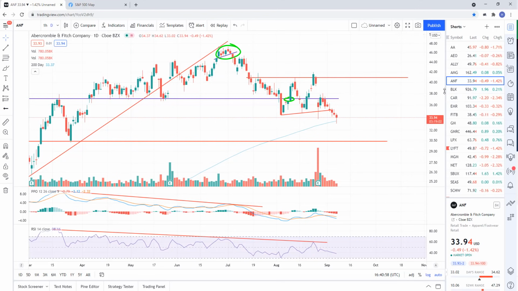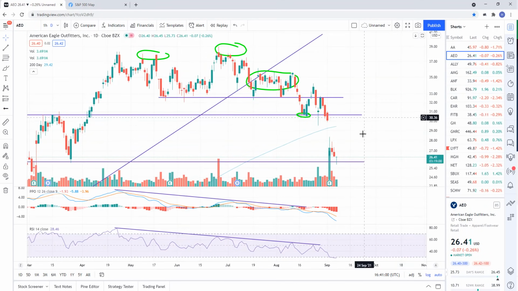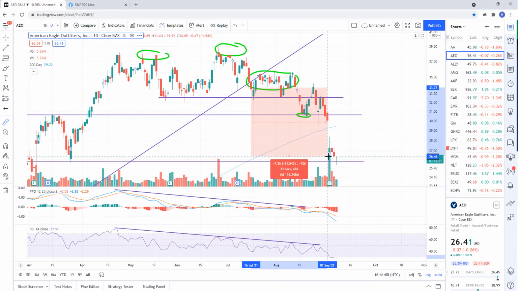So I'm done with that one for now. And it's the same thing with this American Eagle. I covered that one the other day, covered it right here. And that was a gain of about 21% or so. So both really good trades in these retailers.